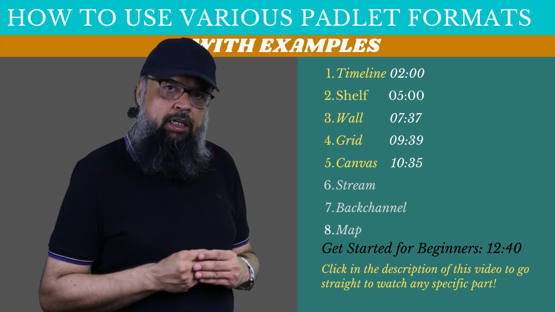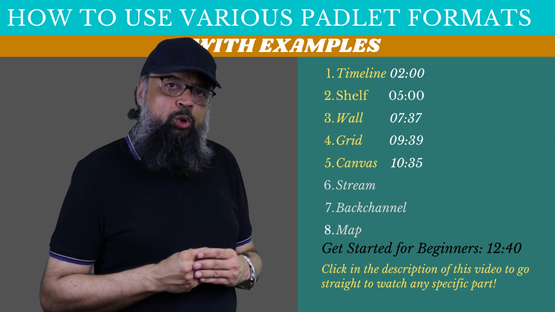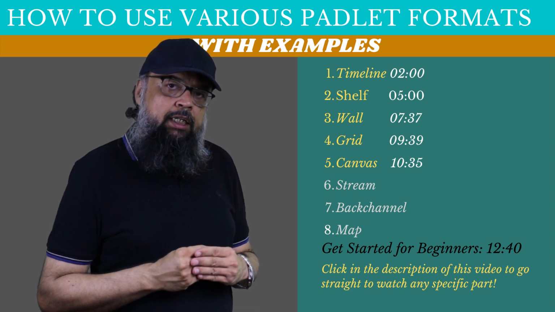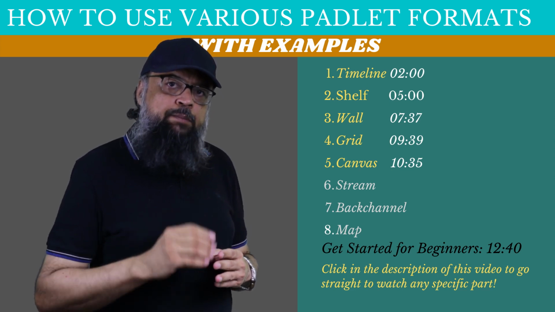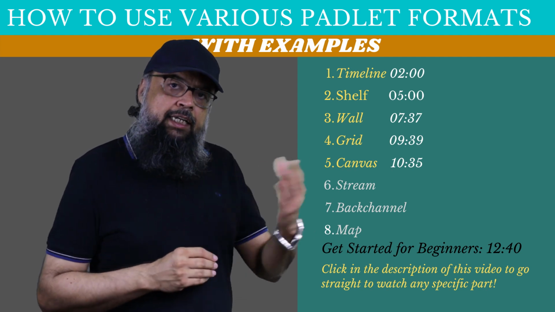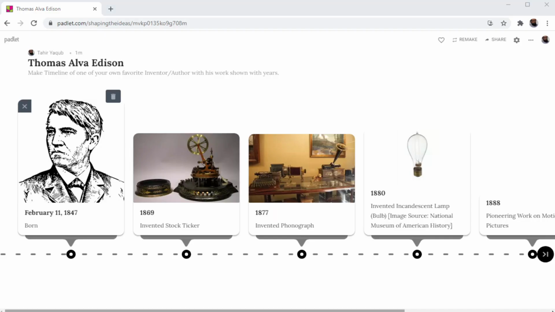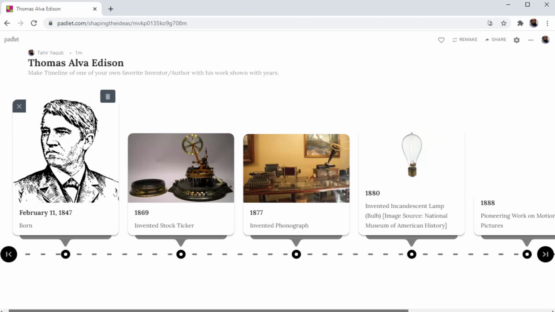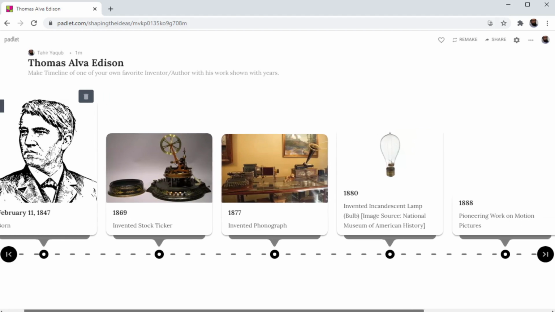Now the next timeline you are going to show to your students is the timeline of the lifespan of a scientist. And here is one example. This is the timeline of Edison, and on this timeline I am showing all of his inventions and the year.